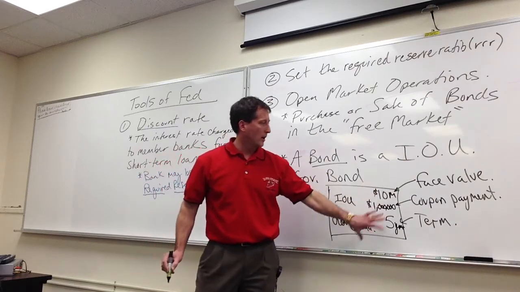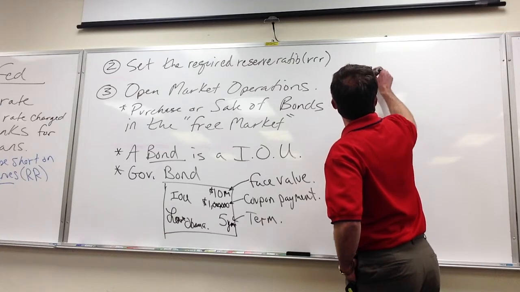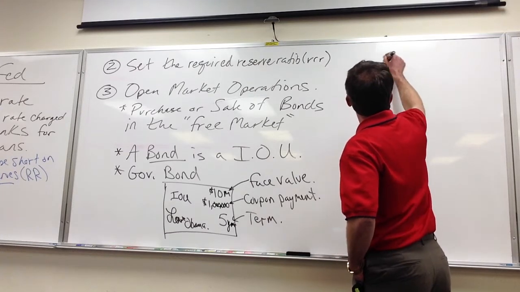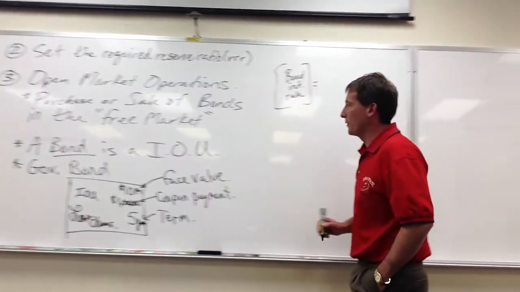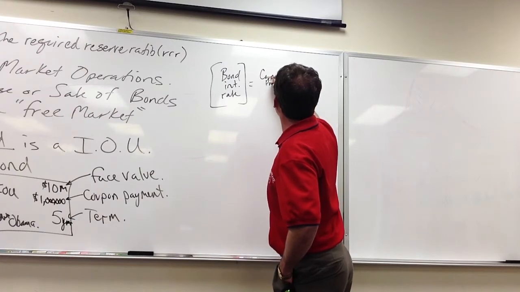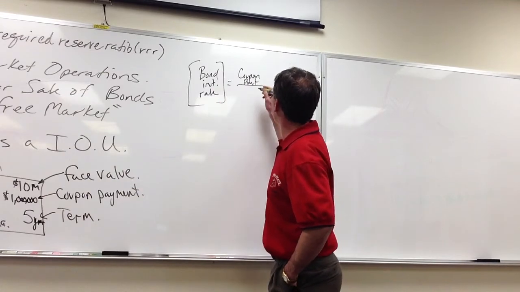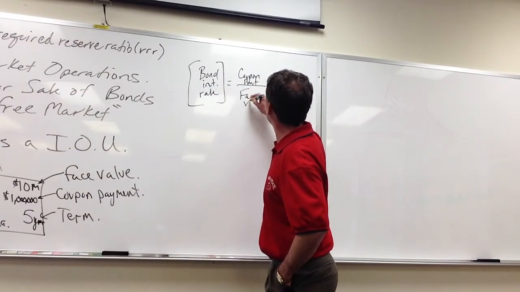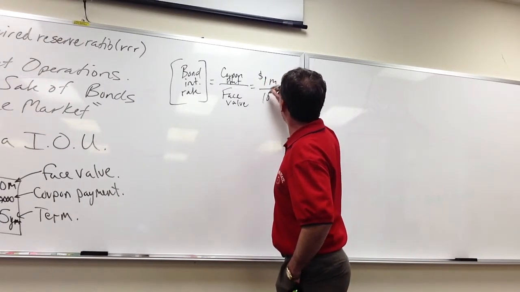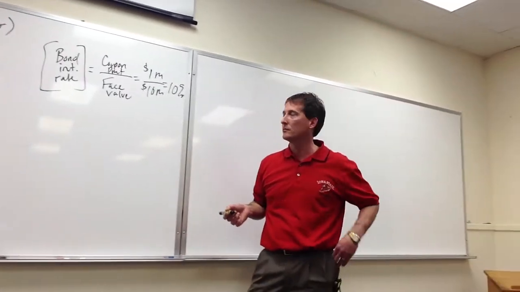All right, so the interest rate, the bond interest rate, if we take that first year's coupon payment and divide it by the amount that was lent to the government of 10 million, the face value, we get 1 million over 10 million gives us our 10% rate of return.